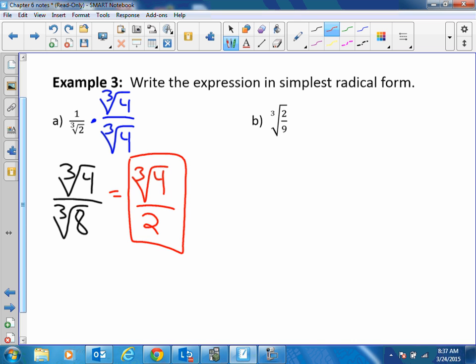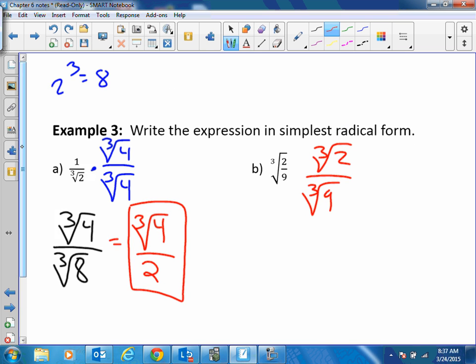Okay, that's kind of how you have to go about that. Let's look at the second one. You've got the cube root of, I'm going to split it apart, the cube root of 2 over the cube root of 9. Now 9 is not a perfect cube, but if I start making a perfect cube list, I know 2 cubed is 8. I know 3 cubed is 27.